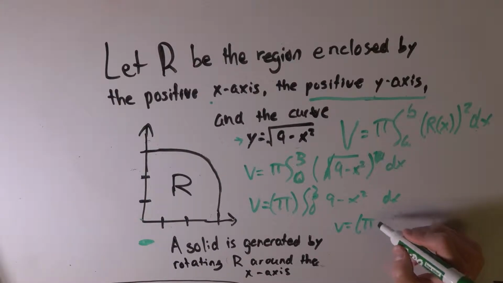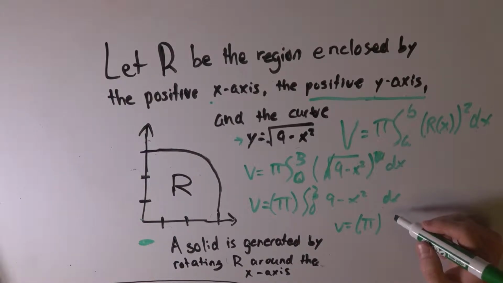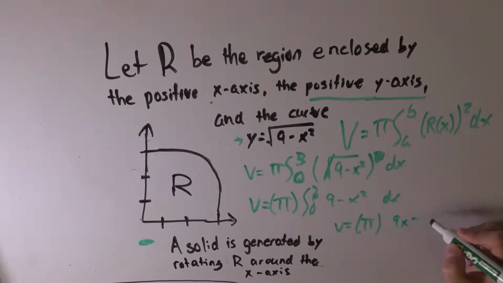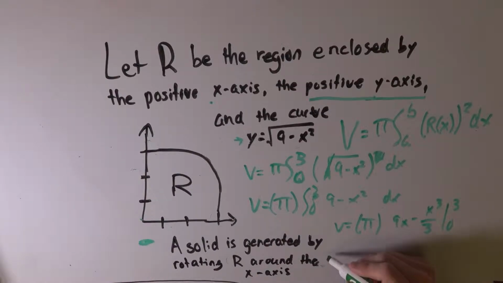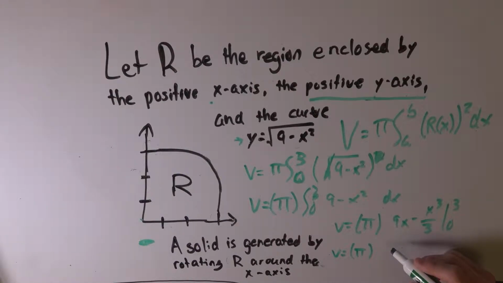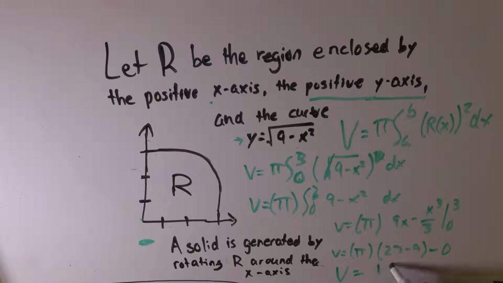Integrate it, and you're going to get 9x minus x cubed over 3, the definite integral of that. So then you use the fundamental theorem of calculus, and you're going to get pi times 27 minus 9 minus 0. And so the volume will end up equaling 18 pi units cubed.